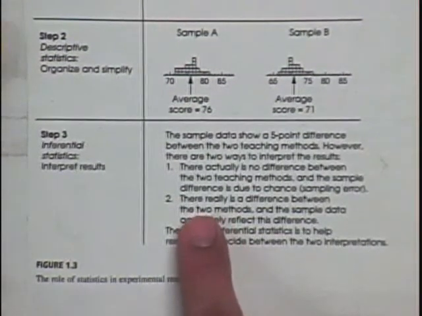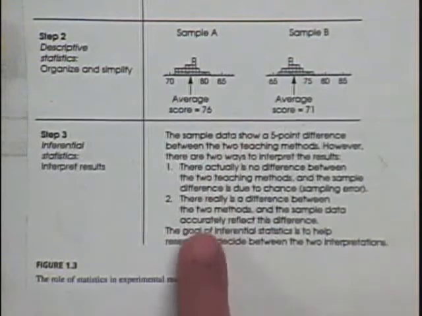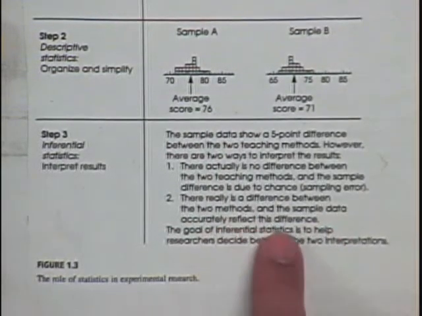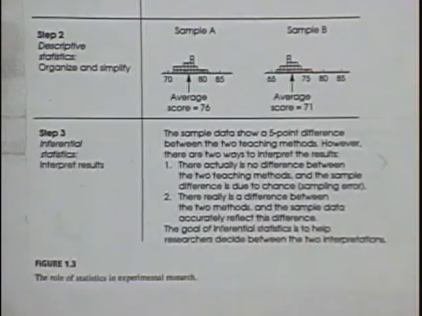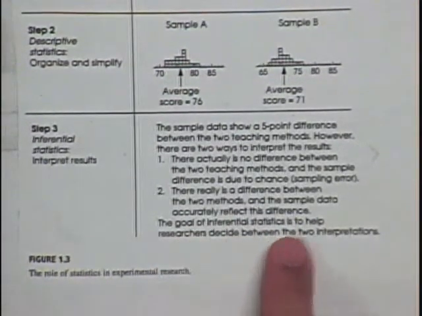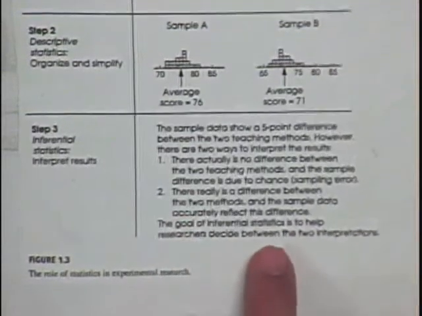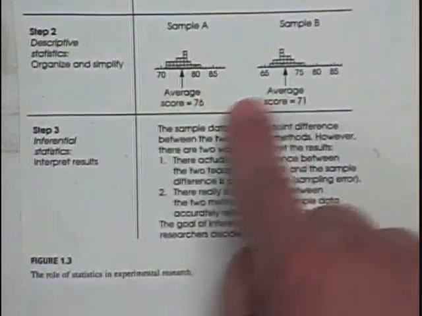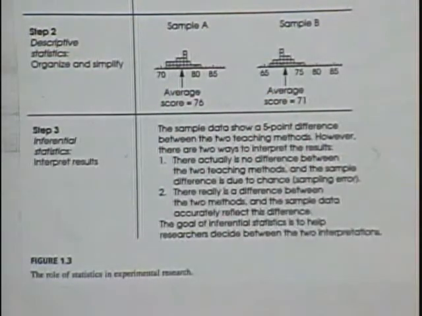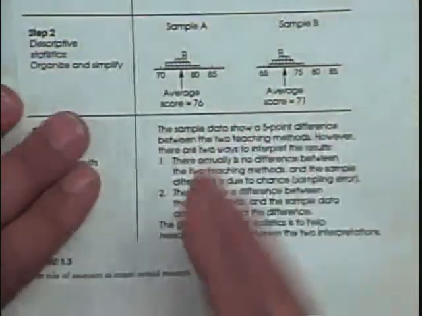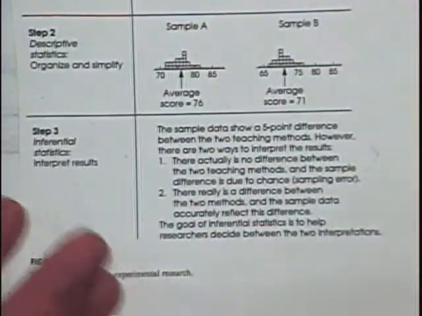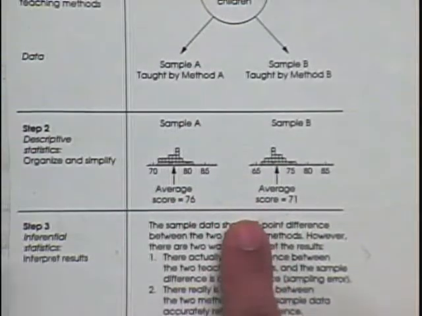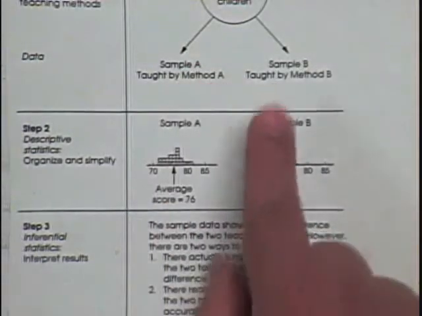The second interpretation would be this. We would say there really is a difference between the two methods, and the sample data accurately reflects that difference. And then it says down here, the goal of inferential statistics is to help researchers decide between these two interpretations. Okay? So is there a significant difference here? Well, you either say no, there is a difference, but I decide it's not a difference in the methods. It's just chance that made this difference. We can't really blame the teaching methods.